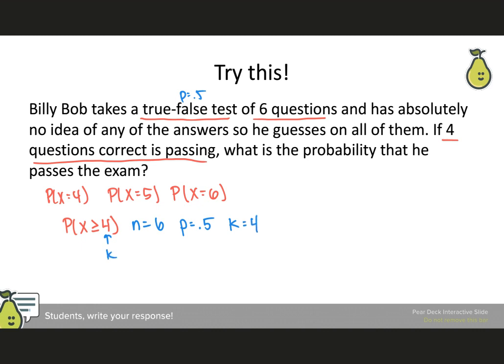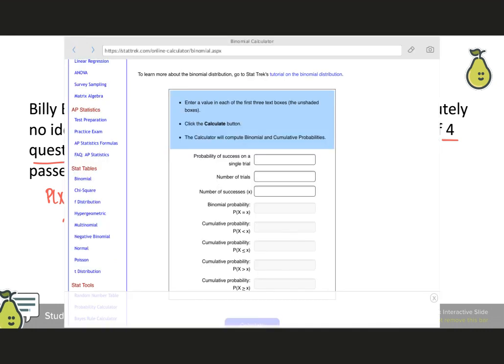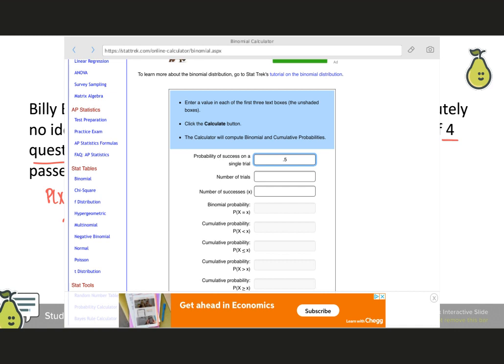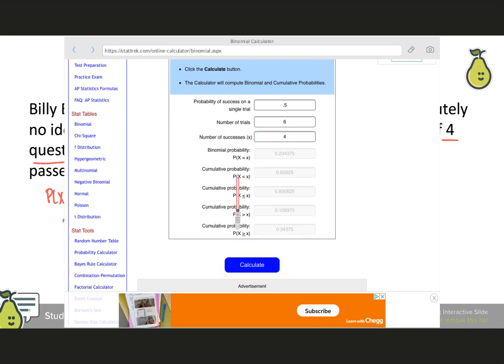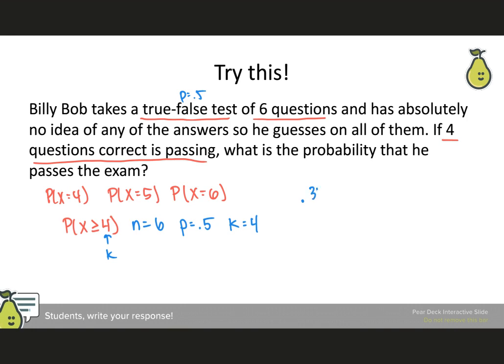So we're going to put that in our binomial calculator. The probability of success is 0.5. The number of trials is how many questions are on the test, which is 6, and k is equal to 4. But since we are looking at a cumulative probability, we want x greater than or equal to 4, so we use that option, and that's going to be 0.3438. So the probability that he passes the exam is 0.3438.